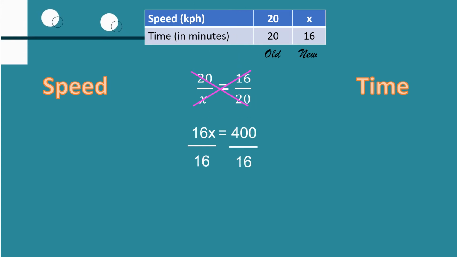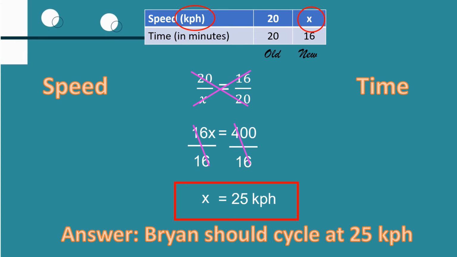Divide both sides by 16. 16x divided by 16 equals x and 400 divided by 16 equals 25. Since the unknown is speed, and the unit of measurement used is kph, we will put kph in our final answer. So x is equal to 25 kph. And so, Brian should cycle at 25 kph if he wanted to shorten his travel time to 16 minutes.